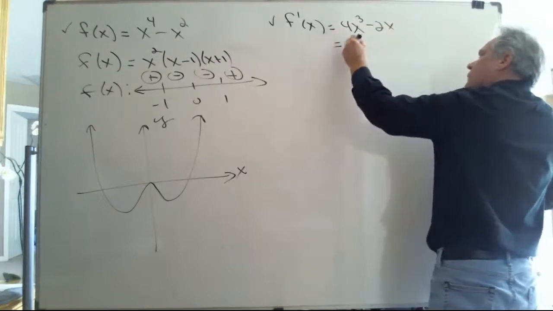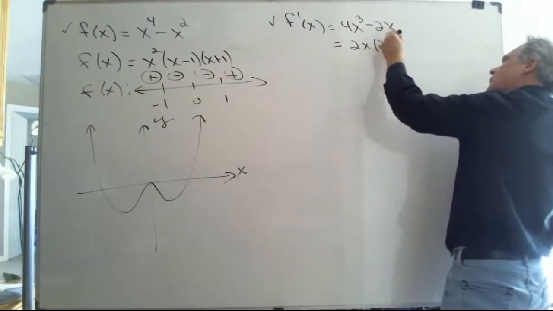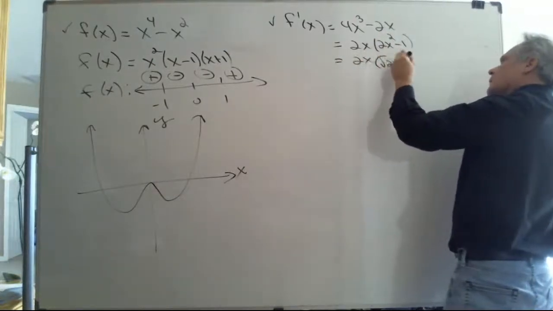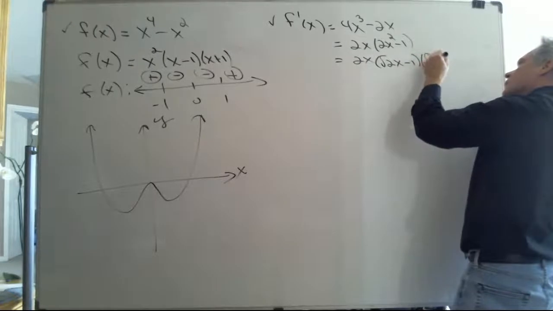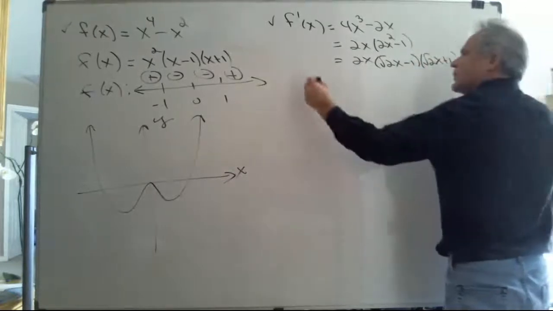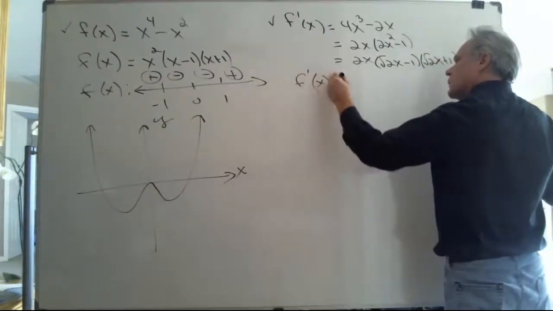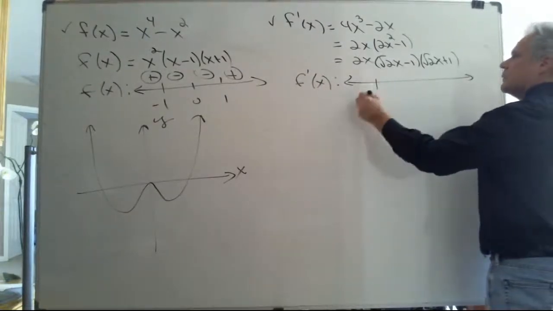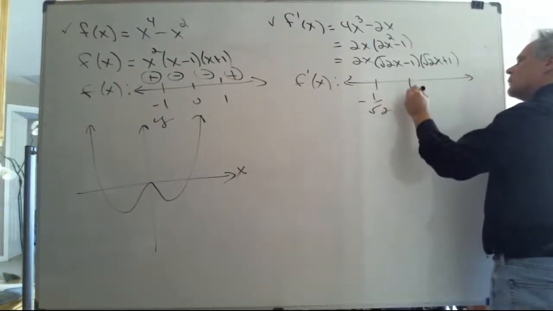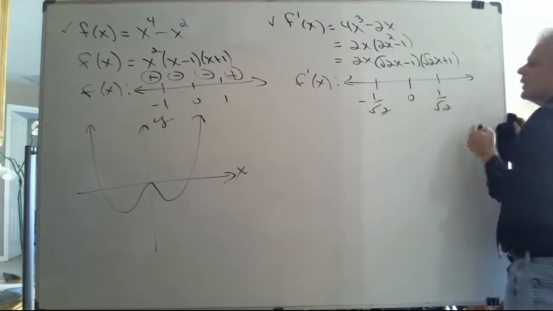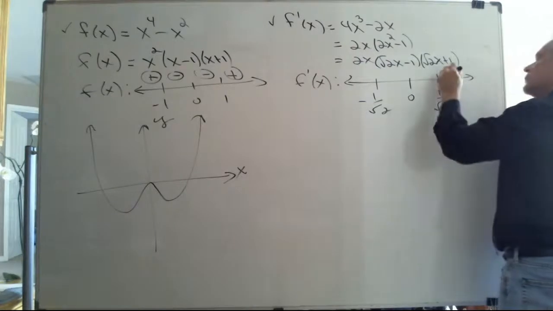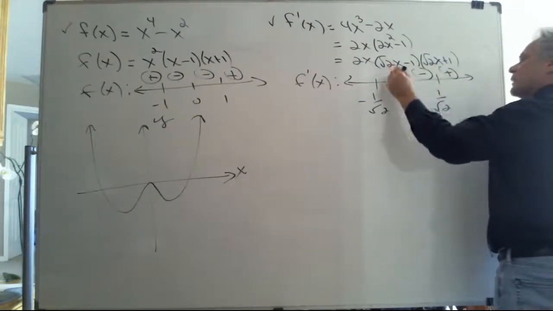And factor. And continue to factor. Build myself a sign graph. Plot these three zeros. These three real numbers subdivide the real number line into 4 subintervals. And if I check them, here's clearly what I get.